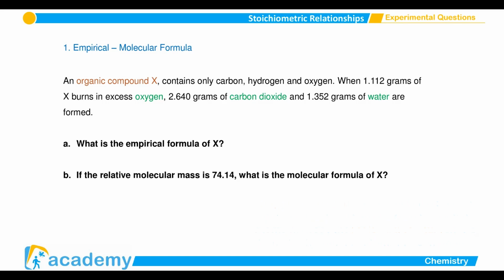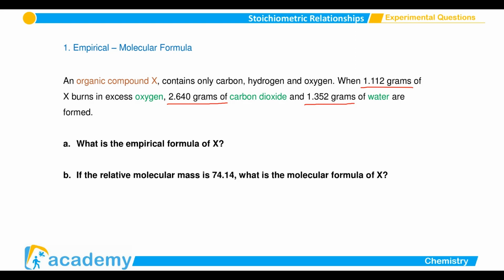Before we start solving, let me read the question. We have an organic compound X, and it contains only carbon, hydrogen, and oxygen. We know the mass of X, which is 1.112 grams. Oxygen is in excess, which means X will be the limiting reagent. We have 2.640 grams of carbon dioxide and 1.352 grams of water. The question says, what is the empirical formula of X? And if the relative molecular mass is 74.14, what is the molecular formula of X?